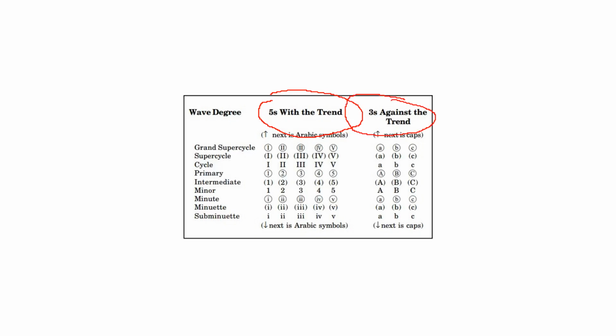So if you have an ABC capitalized in parentheses, that's an ABC correction of an intermediate degree. If you have an ABC capitalized that has circles around it, that's of the primary degree. If you have lowercase ABC, that's cycle. If you have lowercase ABC in parentheses, it's supercycle, and so forth. So I hope that makes sense, guys.